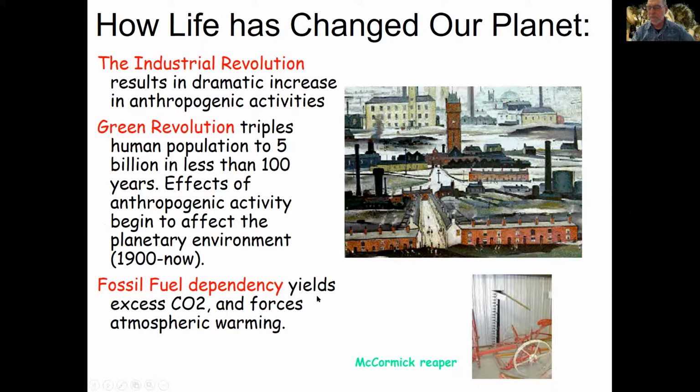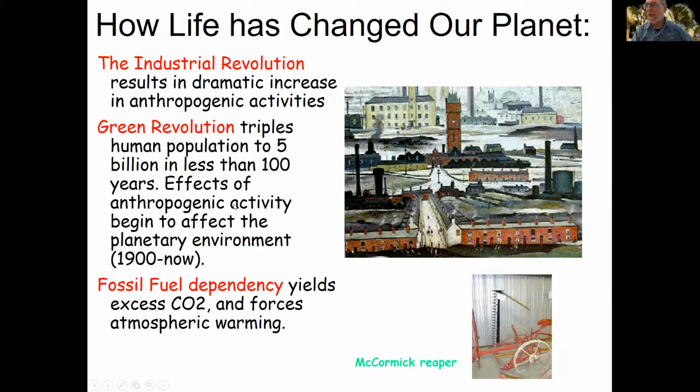Fossil fuel dependency: the current population of human beings on the planet could not exist in our present configuration unless we had available fossil fuels. And so we are, in many ways, dependent for our food supply. We are eating oil, or eating fossil fuels, because fossil fuels make possible the Green Revolution, the modern agricultural practices. And so fossil fuel dependency has also increased our population, but it's also yielded excess CO2 and forced atmospheric warming.